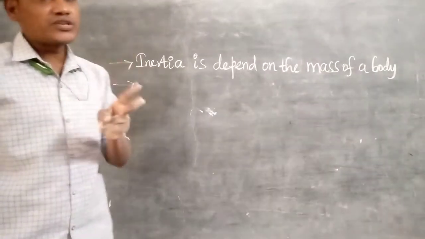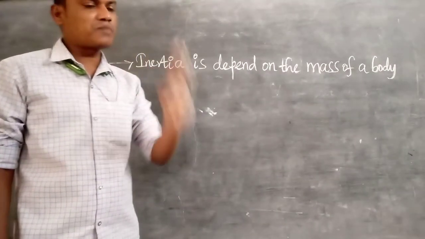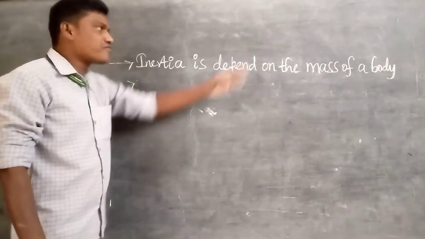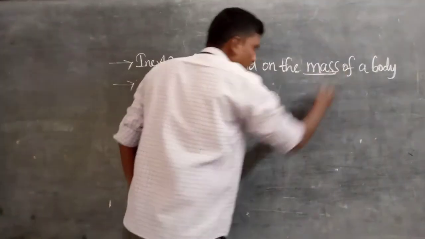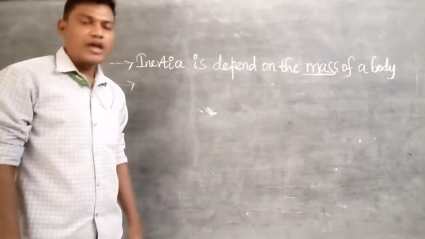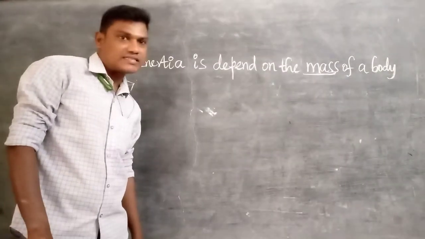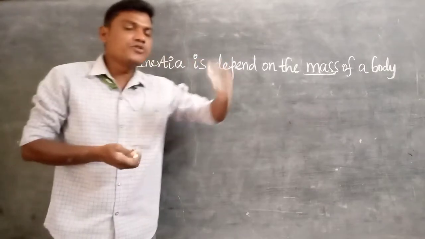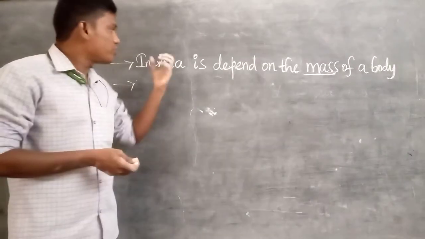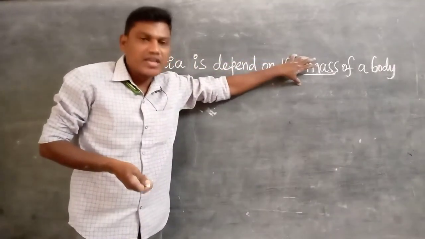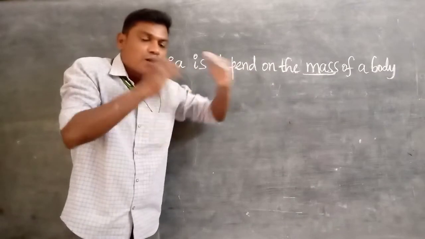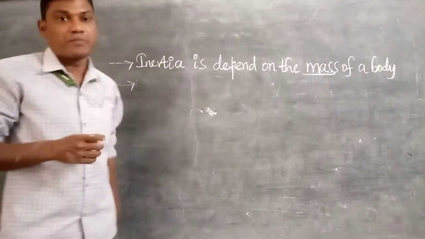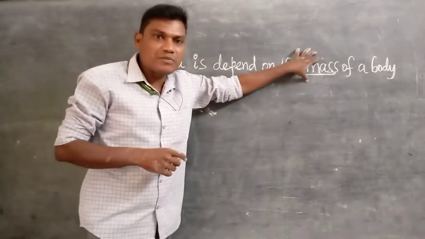Mainly two MCQs, multiple choice type questions, they are asking: inertia depends on dash of a body, mass. This is one. And one more thing, what are the units of inertia and mass? You know that the SI unit of mass is kilogram, the CGS unit of mass is gram. So inertia is nothing but mass, simply. That's why inertia and mass both have the same physical unit, same SI unit and CGS unit, because inertia is nothing but mass.